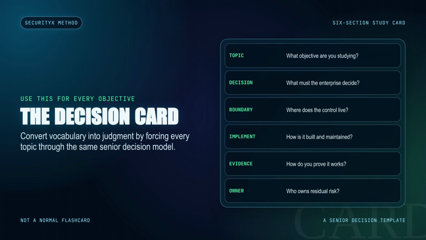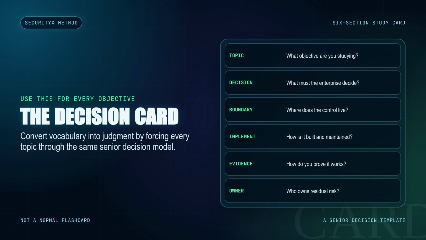For example, if the topic is CASB, do not only write Cloud Access Security Broker, write the decision. Are we trying to discover shadow IT, enforce cloud access policy, inspect SaaS activity, control data movement, or support audit evidence? Then write the architecture boundary. Is the CASB operating through API integration, proxy mode, identity integration, endpoint agent, or a combination? Then write the operational proof. What alerts, logs, policy violations, and reports show that it is working? That is a SecurityX decision card.